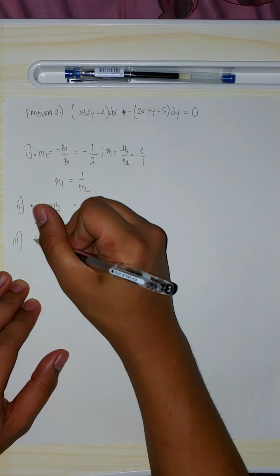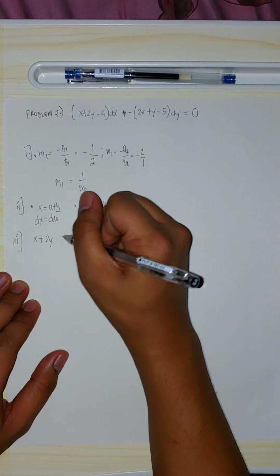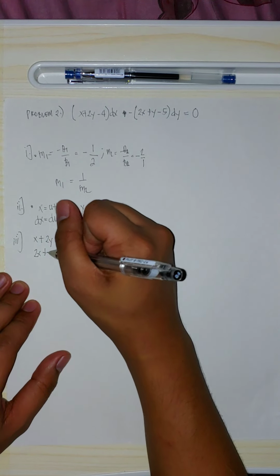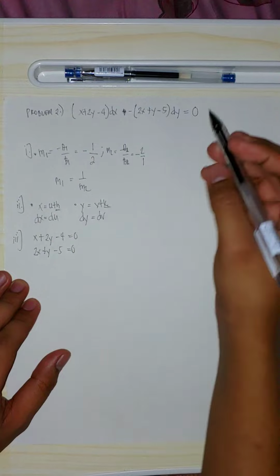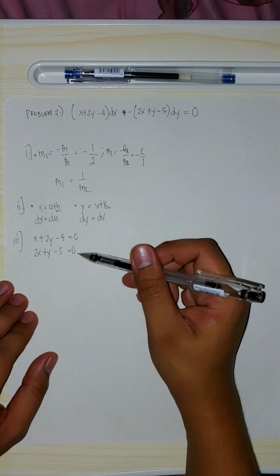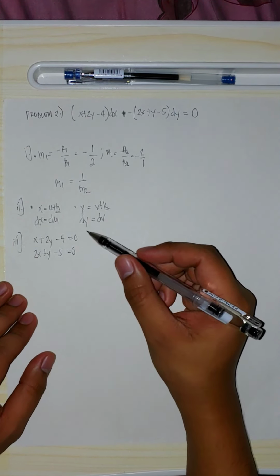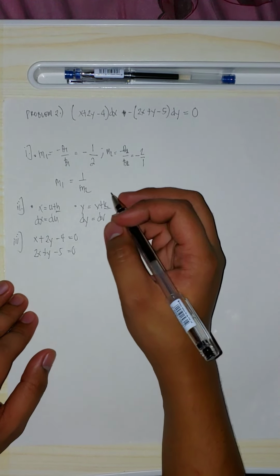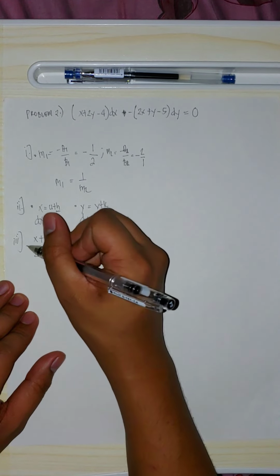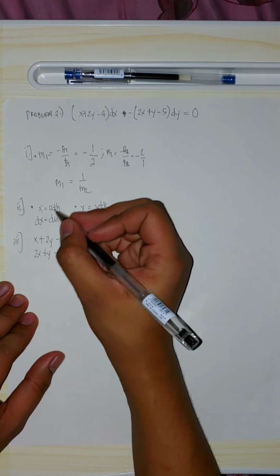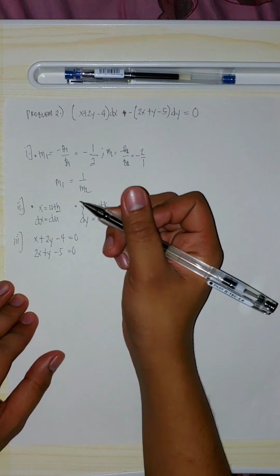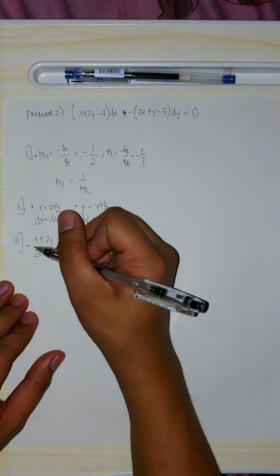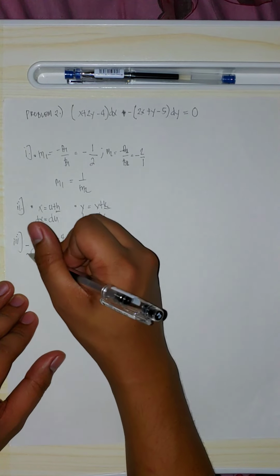So I will rewrite the whole equation. We have x plus 2y minus 4 equals 0, and then we have 2x plus y minus 5 equals 0. So they are equal. In the module they used substitution. Here I would like to try elimination, okay? So let's say we have minus, and then I will multiply this equation by 2.